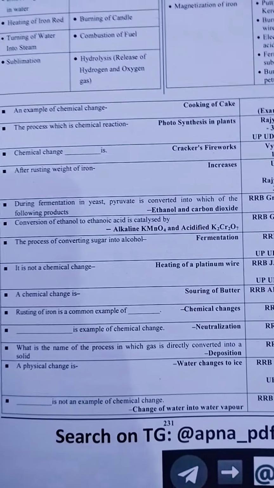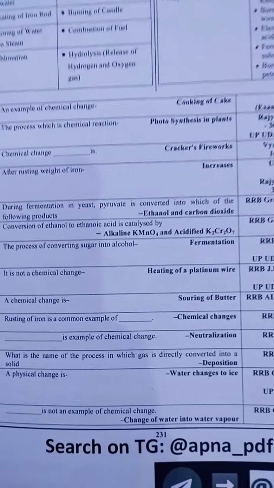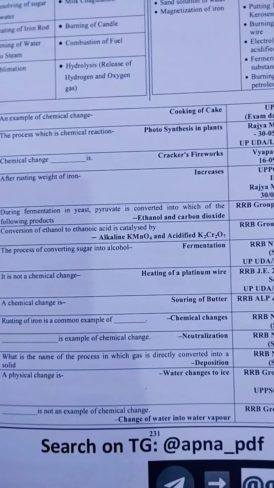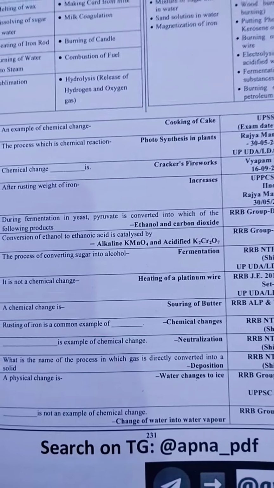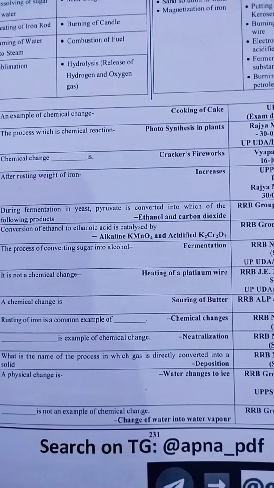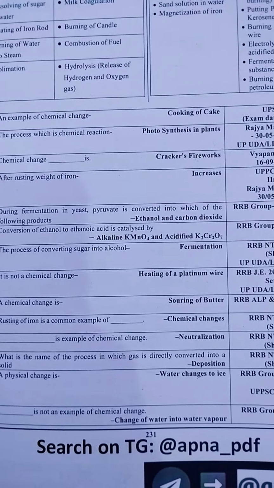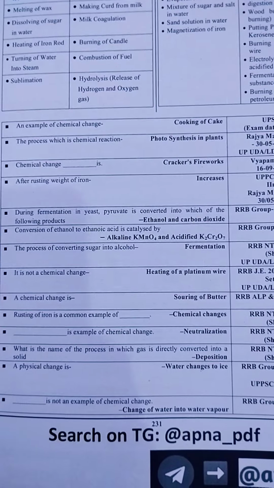During fermentation by yeast, pyruvate is converted into which of the following substances? Ethanol and carbon dioxide. Conversion of ethanol to ethanoic acid is catalyzed by alkaline KMnO4 and acidic K2Cr2O7. The process of converting sugar into alcohol is fermentation. Not a chemical change: heating of a platinum bar. A chemical change is souring of butter. Rusting of iron is a common example of chemical change. Neutralization is an example of chemical change.